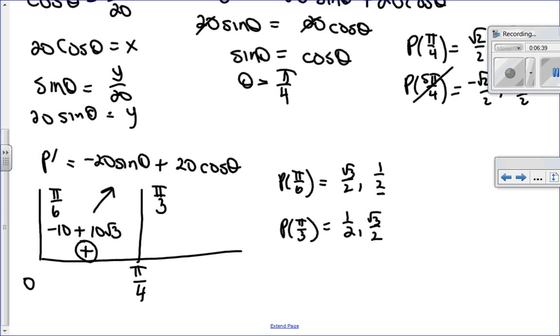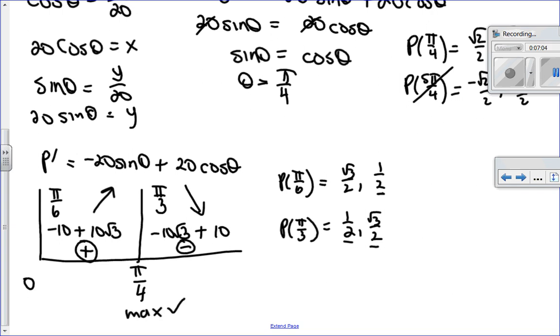Now testing above pi over 4, I'm going to use pi over 3 to test. So I'm going to have negative 20 times sine. The sine of pi over 3 is root 3 over 2, so that will be negative 10 root 3 plus 20 times cosine. Cosine is a half, and that would just be half of 20, which is 10. So you can see that the negative number is bigger, so it is decreasing. So I have verified that this is in fact a maximum.